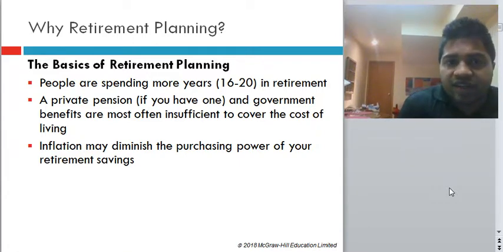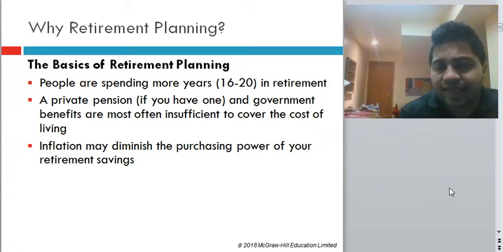The basics of retirement planning. The thing is, our life expectancy has gone up a lot in the last decade or so. So millennials are expected to live more than 90 years. In Japan, people are already living beyond 100 years. So life expectancy is going up, but our retirement age is not going up.